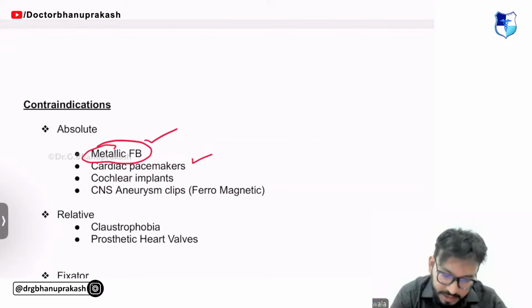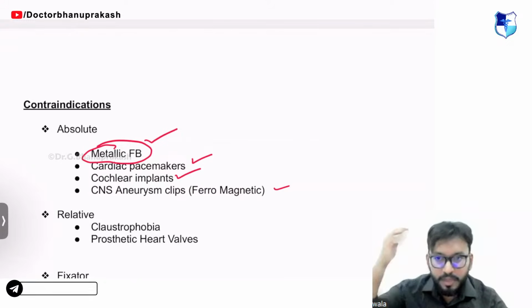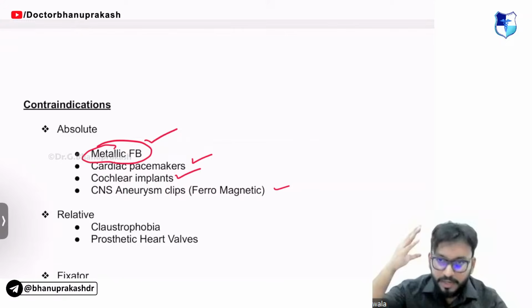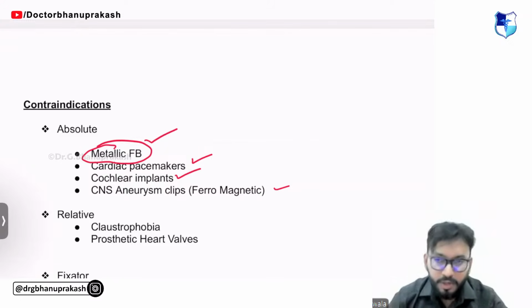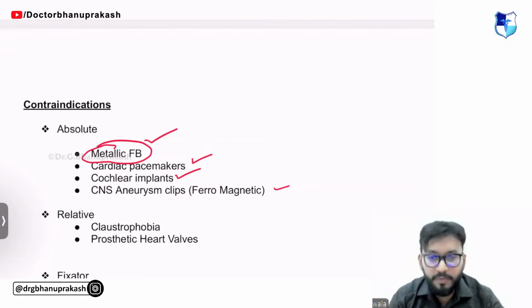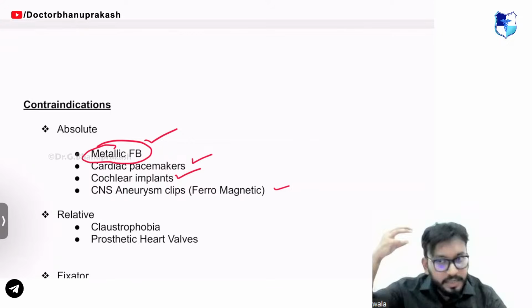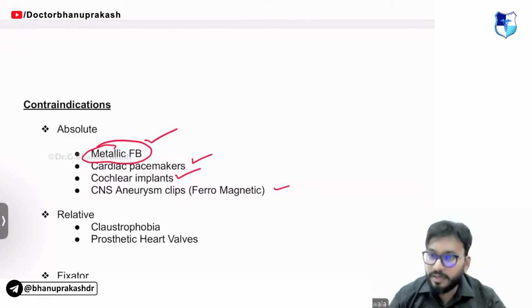Cardiac pacemakers, cochlear implants, CNS aneurysm clips. You get berry aneurysms or other aneurysms and you clip them. Then you cannot do an MRI after that, because if it is made of a ferromagnetic material, the magnet will pull it and it will rupture everything there. You cannot do an MRI.